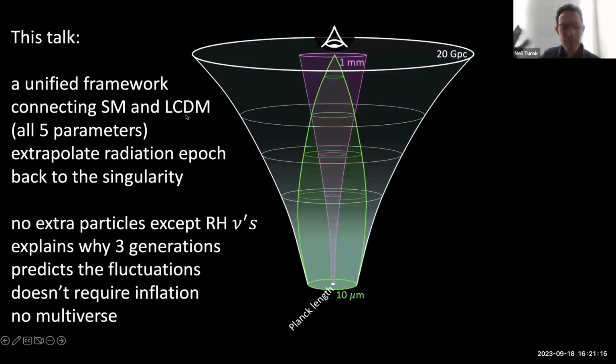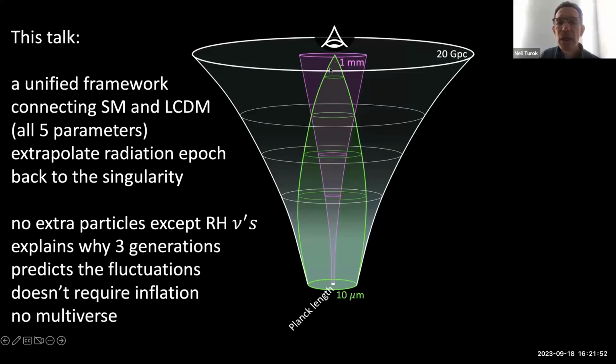In some cases, there are free parameters in the standard model which can fit the five parameters, based on extrapolating the radiation epoch all the way back to the singularity. We will assume no extra particles except right-handed neutrinos, which we need for neutrino oscillations. We explain why there are three generations of elementary particles. We predict the fluctuations, don't require inflation, and we certainly don't require a multiverse.